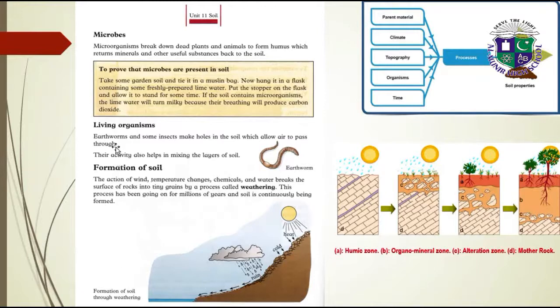Living organisms like earthworms and some insects make holes in the soil which allow air to pass through. Their activity also helps in mixing the layers of soil. Formation of soil is very interesting. The action of the wind, temperature change, chemicals and water breaks the surface of rocks into tiny grains by a process called weathering. This process has been going on for millions of years and soil is continuously being formed.